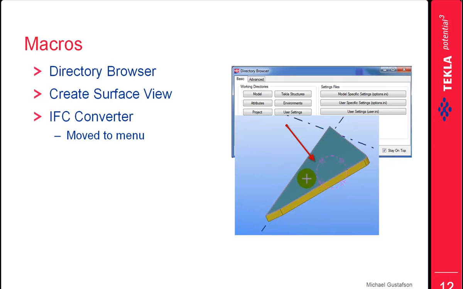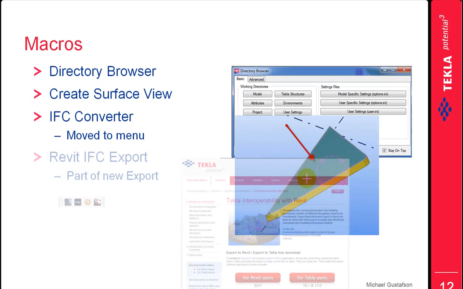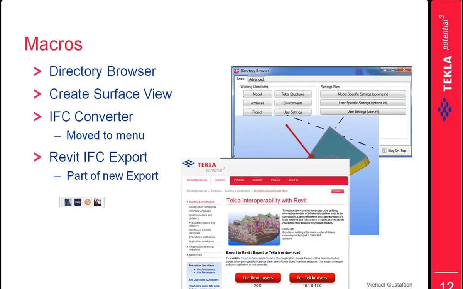And then two modifications to the Ifc Converter macro. This is actually moved to the menu now, so it's removed as a macro. Same thing with the Revit Ifc Export macro. That is removed because now there is a new installation that you can access from our website for Tekla users, where it installs an export option to export directly an Ifc to Revit with the settings that are preferred.